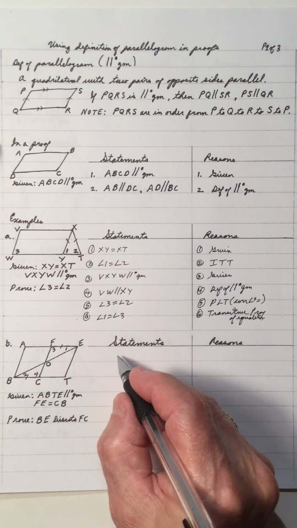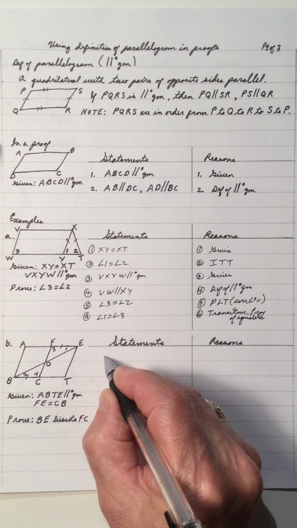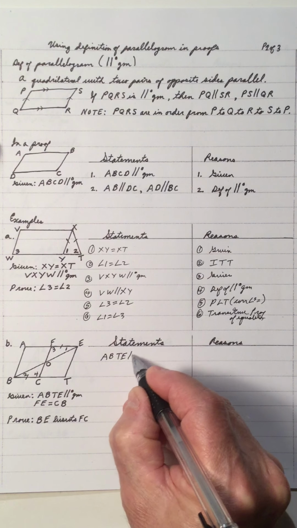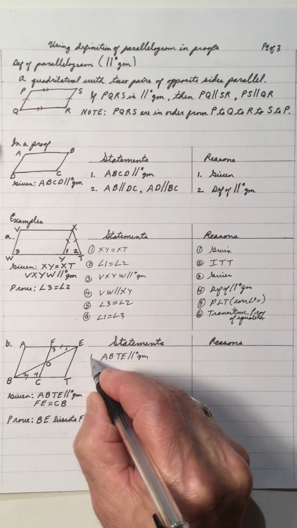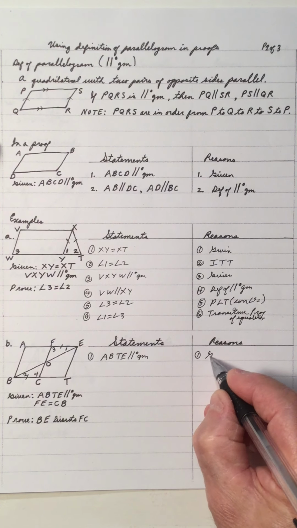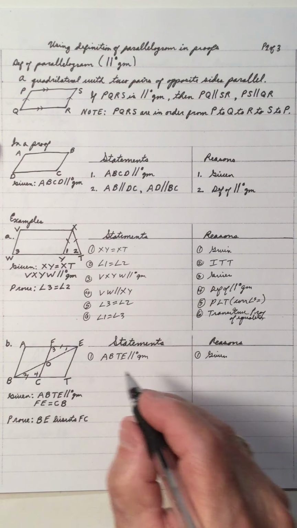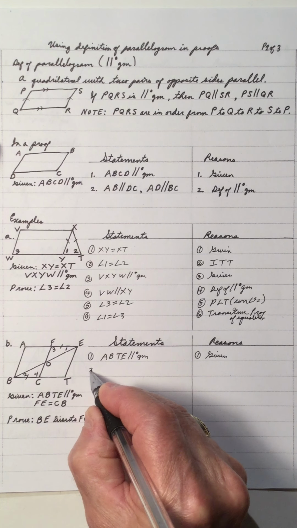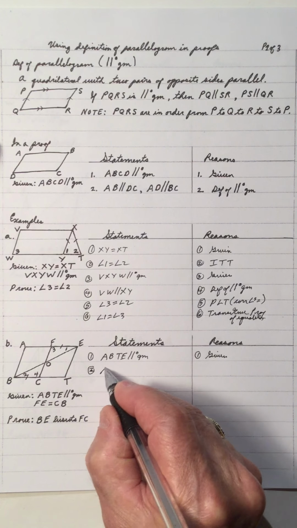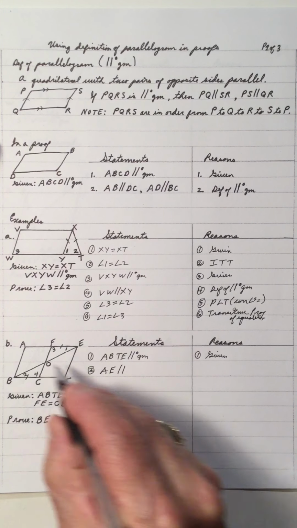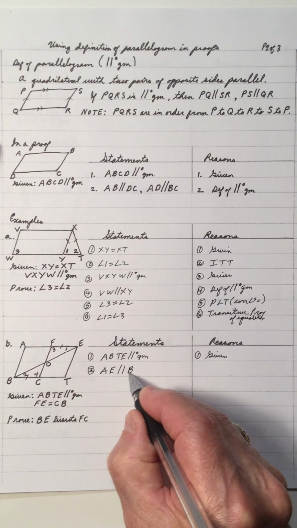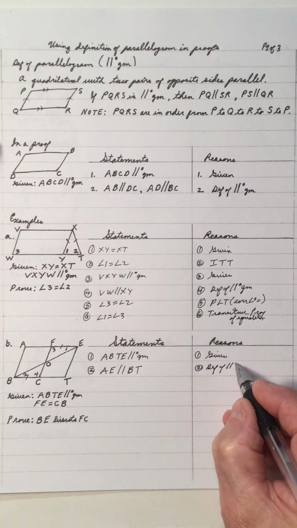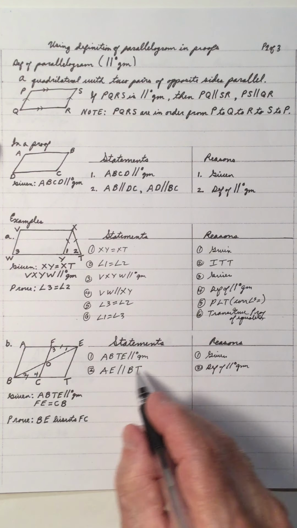So here we go. We're given that ABTE is a parallelogram. Number 1, that's the given. So notice I did the proof first in my head, and now I'm going to put it all together. Number 2 is that AE is parallel to BT, and that's the definition of a parallelogram, which means the opposite sides are parallel.